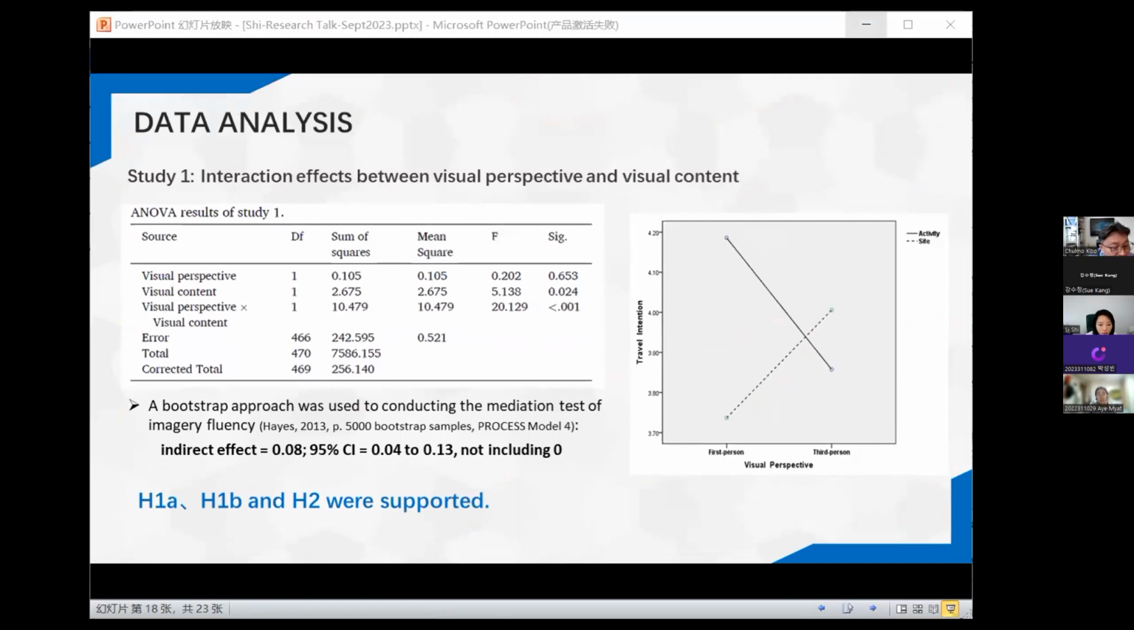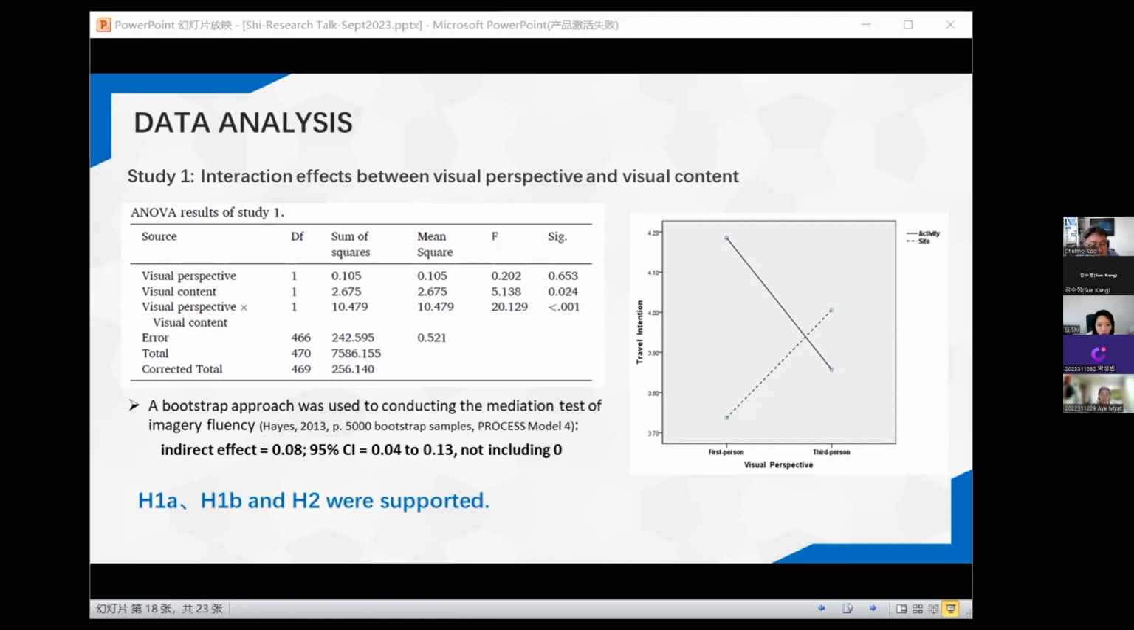For the results of study 1, we first conducted a two-way ANOVA to analyze the interactive effect between the visual perspective and visual content on the tourist travel intention. As you can see here, the interactive effect is significant, as shown in this figure. For the first-person perspective, the activity-centric content results in higher visit intention. And for the third-person perspective, the site-centric content results in higher visit intention.